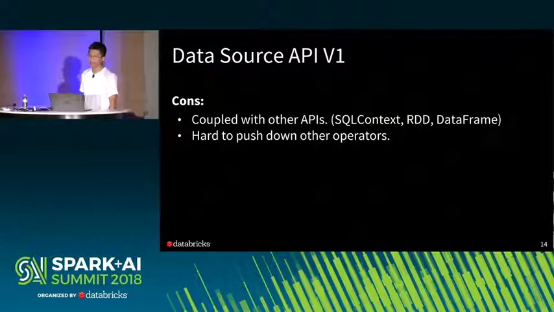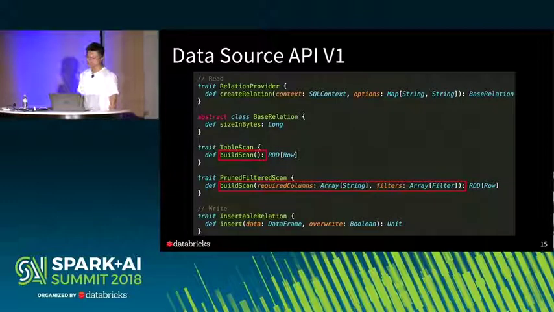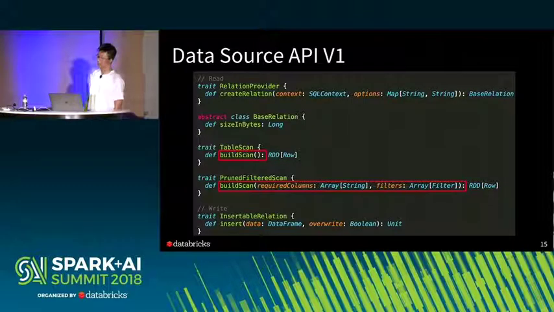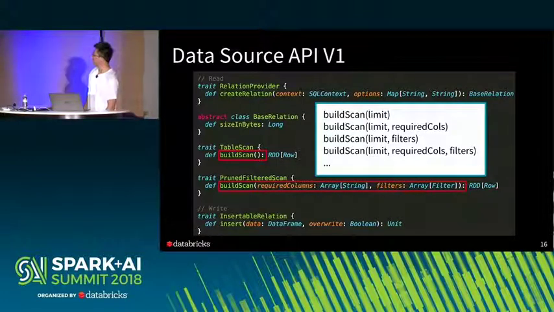Next, with the V1 API, it's very hard to add more push-down support. Let's take a deeper look. Here in the V1 API, we use the buildScan method to define the push-down. For example, for a full scan with no push-down, we have a buildScan method with no parameters. And if we want to support pushing down the filter and column pruning, we have a buildScan with two parameters. So let's think about what we will add to the interface if we want to add one more push-down support, like limit push-down.